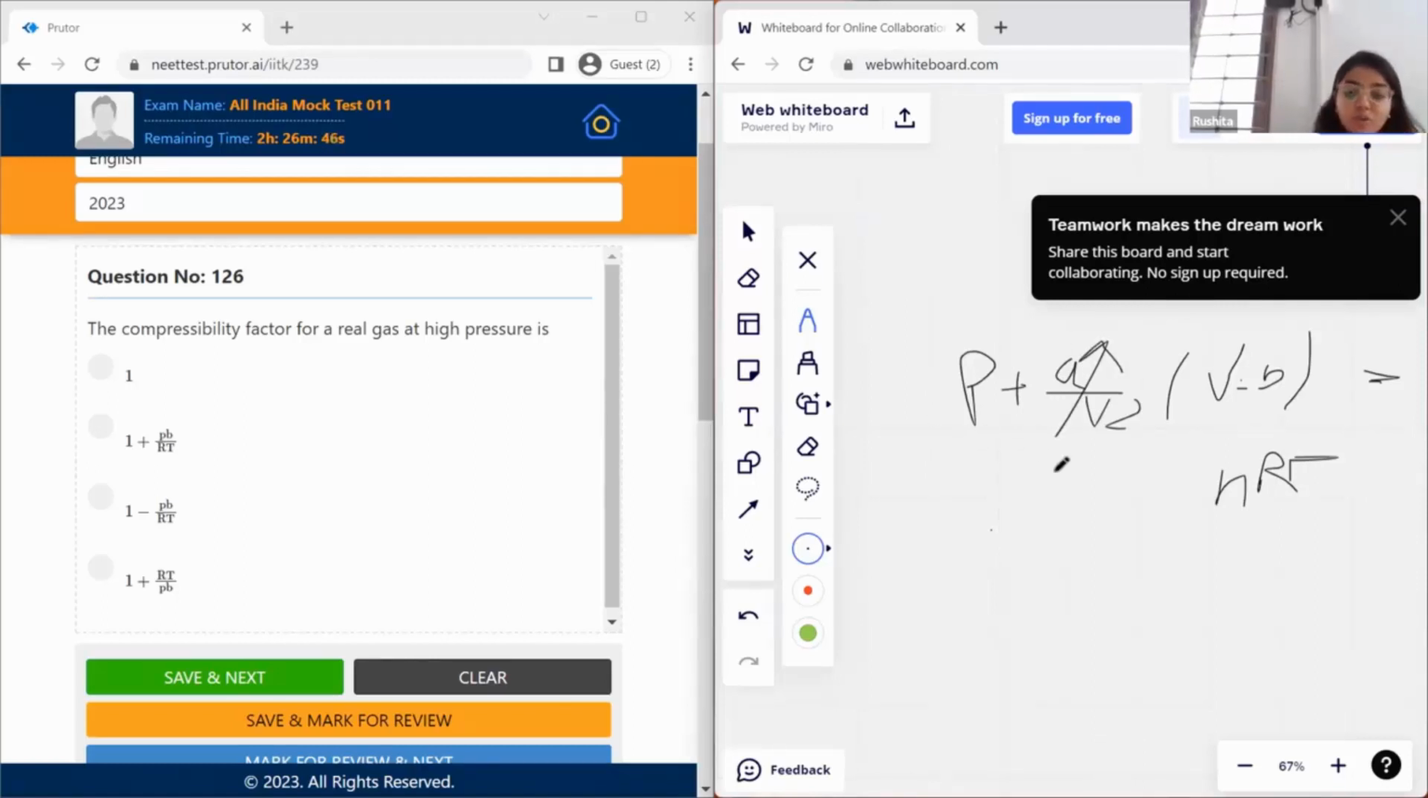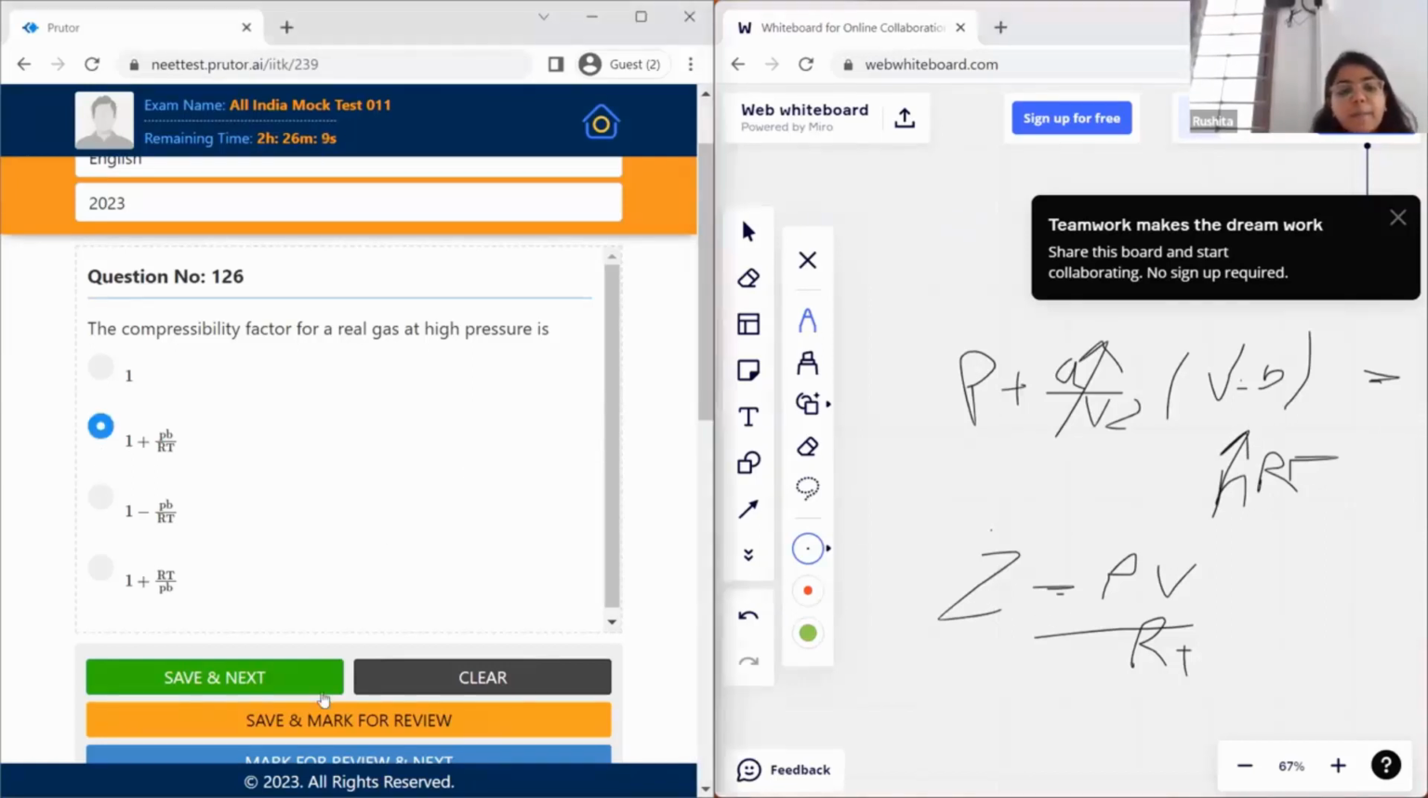If we solve this equation, n is 1 here because the number of moles is not mentioned, so we can take it as 1. So P(V − b) equals RT. And the compressibility factor is Z, which is equal to PV by RT. This is the compressibility factor. You need to know this formula. PV by RT is the compressibility factor. If you solve this equation, P(V − b) equals RT, then you would get Z equals 1 plus Pb by RT. So you need to solve this real gas equation to get it.